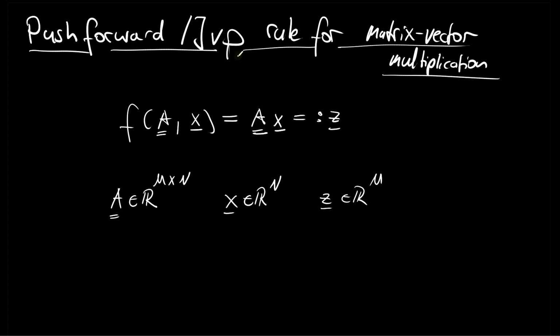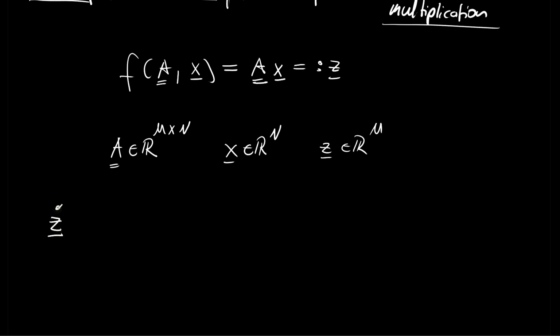For the push-forward or Jacobian vector product rule, we shall now be propagating tangent information on the input, so tangent on the matrix and tangent on the vector x, to the output of the computation, which would be a tangent on z. And by this definition, we know that the tangent on z, indicated by the dot, is given as the summation over all the inputs to a function, whereas we take the partial derivative of the function with respect to the input and multiply it with the tangent of that input. So we will have df by dA multiplied with the tangent on A plus df by dx multiplied with the tangent on x.